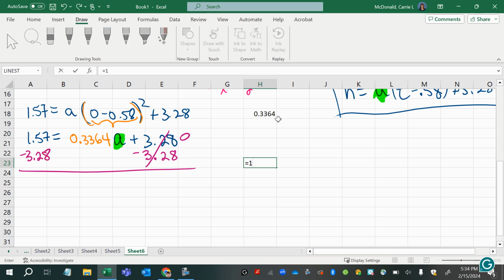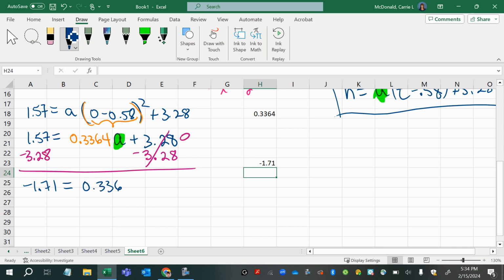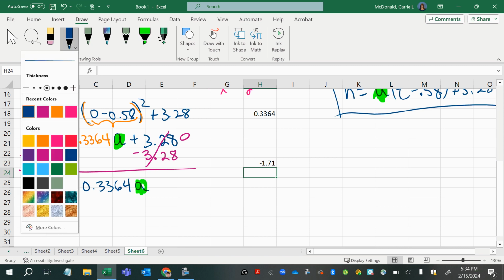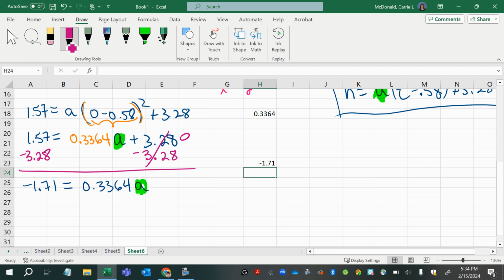Now I'm going to do 1.57. You can just do this in a regular calculator, minus 3.28. So I got negative 1.71. That's going to be on the left-hand side of my equation. Negative 1.71 equals 0.3364 times a. And then to continue to solve for a, I'm going to divide both sides of the equation by 0.3364.